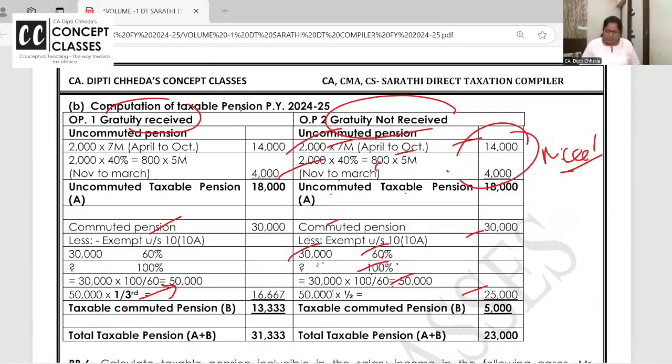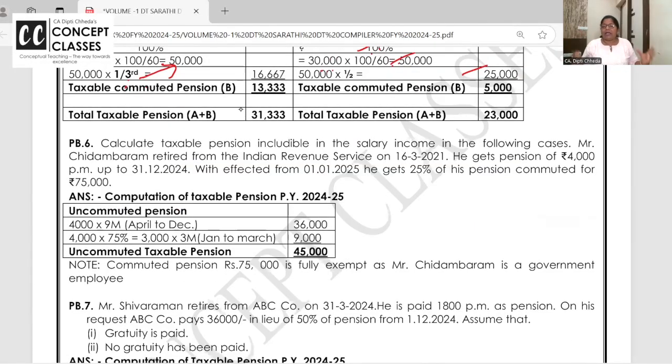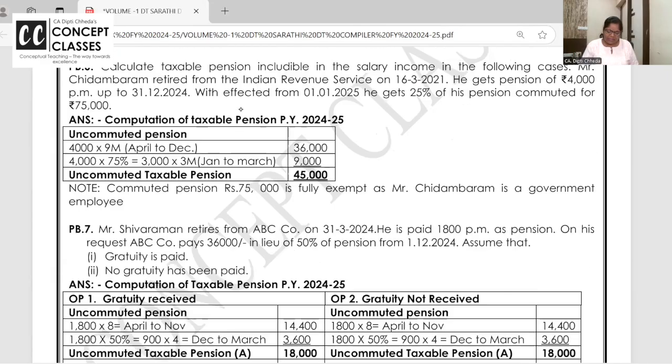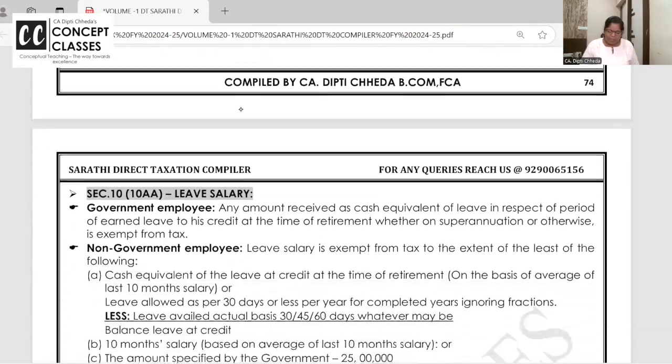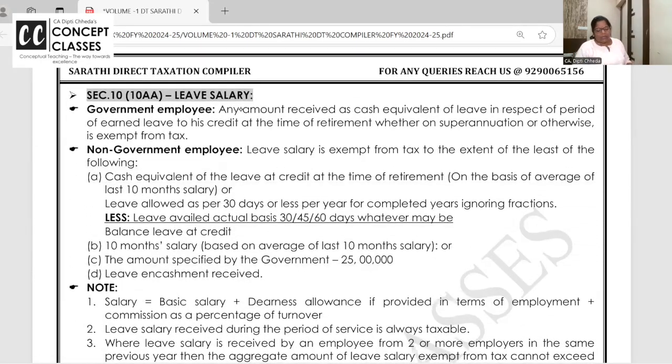Okay. So this is all about pension. Gist is uncommuted monthly pension is taxable for all, but not for 12 months, the time when you receive. And when you encash part, remaining will be still received monthly. And when you encash commuted pension, it is exempt for government employees; for non-government employees, ठीक है? If they receive the gratuity, 1/3 is exempt. If they don't receive, half is exempt. ये हो गया pension. Now let us talk about leave salary, section 10AA.